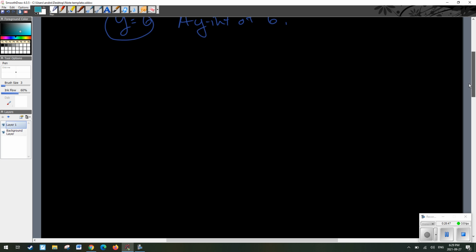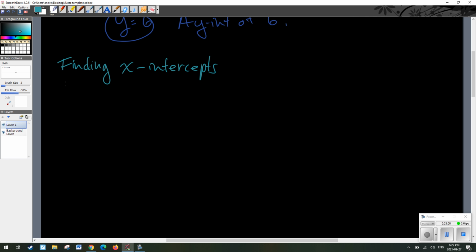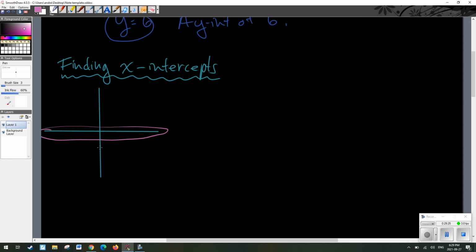And so I want to use almost the exact same logic for finding x-intercepts. If I want to find an x-intercept, let's do this graphically. Let's think about this like we did with the y-intercepts. X-intercepts would be whatever is along the x-axis. So I'm talking about all this space along here. I want to know where a line crosses that.